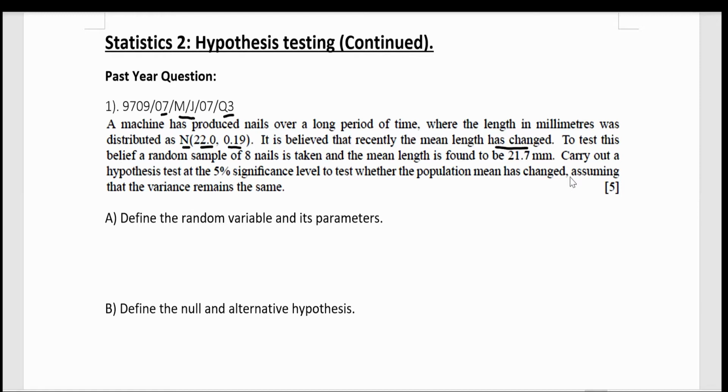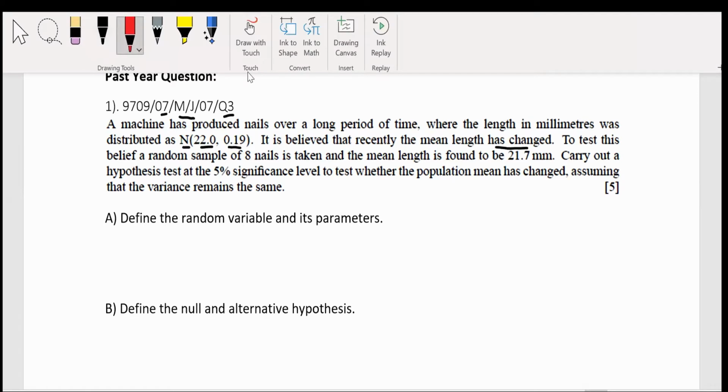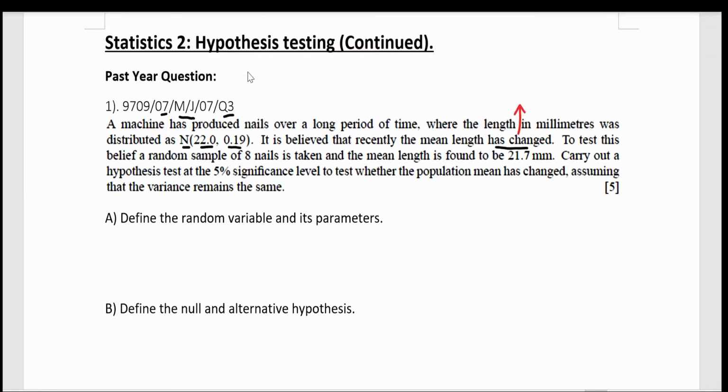To test this belief, so what is the belief? The mean length has changed. Because of this sentence, I know that we are looking at a two-tail test. Two-tail test means the H1 is going to be the mean not equal to, instead of testing whether the mean is less than or the mean is greater than. Those are the one-tail tests. Since the question asks about testing whether the mean length has changed, this is how we know it is a two-tail test.